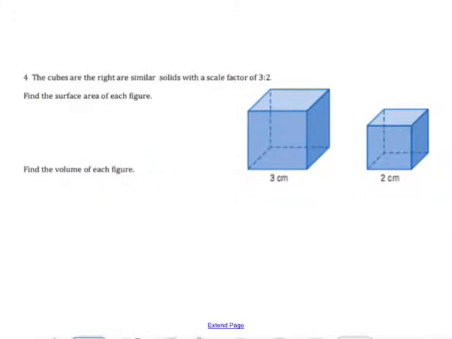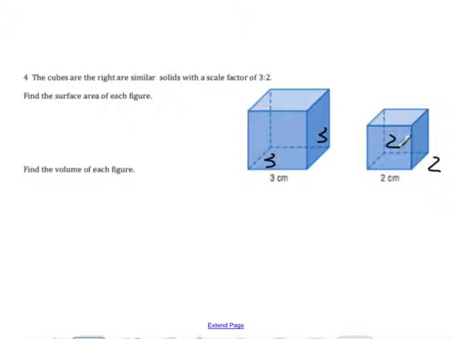Now let's take a look at number 4. It says the cubes on the right are similar. Well, we know that, right, because they're cubes. And their scale factor is 3:2. So we want to find the surface area for each figure. So let's go ahead and do that. We have 3 for each of the sides and also 3 for the height because it's a cube. 2 for each of the sides and 2 for the height.